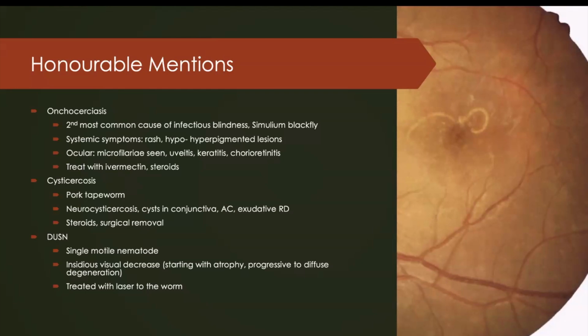And we spoke about DUSN. So this is where you can see a single motile nematode at the back of the eye. And in this picture here on the right you can see this worm right by the fovea. This can sometimes be a very insidious process where it starts off with just a bit of focal atrophy, and that can progress to diffuse degeneration of your RPE and loss of your vision. And you essentially treat this by literally just lasering it. Sometimes you apply some laser to try and draw this worm away from your fovea and then laser it essentially dead. And that's how you would treat something like this.